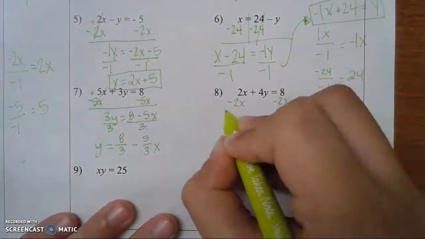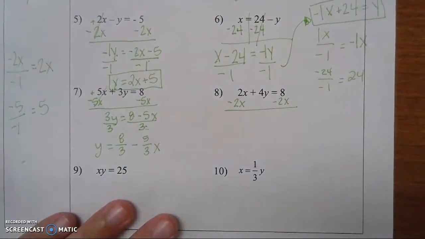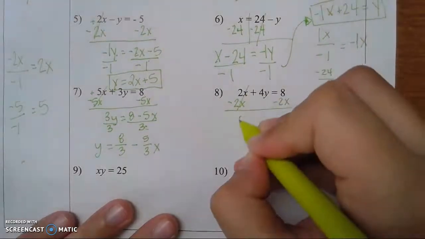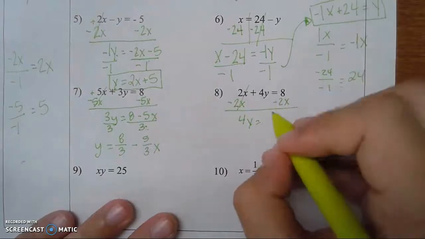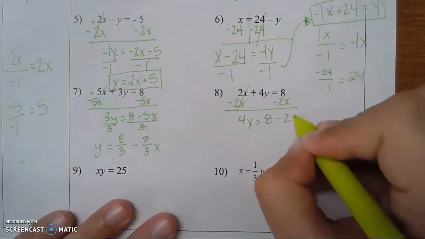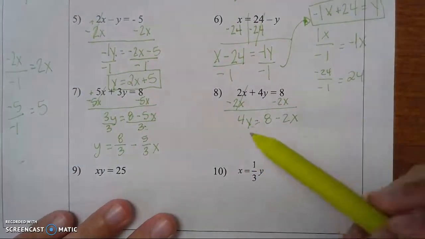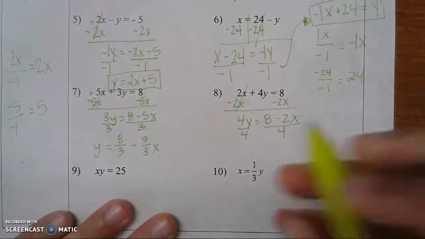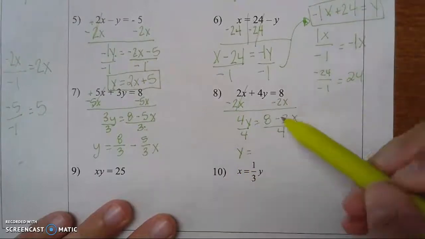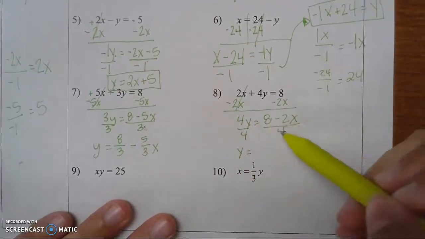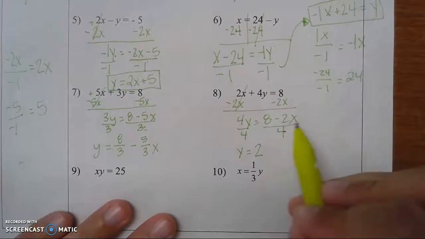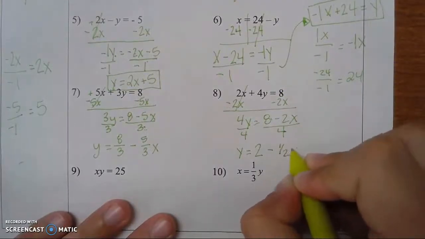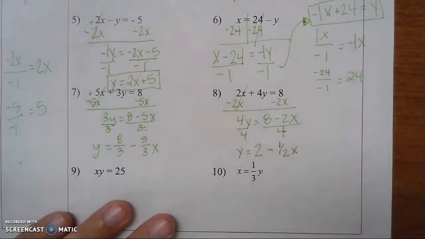You first should have taken the 2x and subtracted on both sides. So these cancel. You are left with 4y equals 8 minus 2x. And then to get y by itself, you should have divided by 4 on both sides. And you should have gotten y equals 8 divided by 4 will give you a positive 2. And then negative 2x divided by 4 would give you a negative 1/2 x. And make sure you guys simplify, okay?